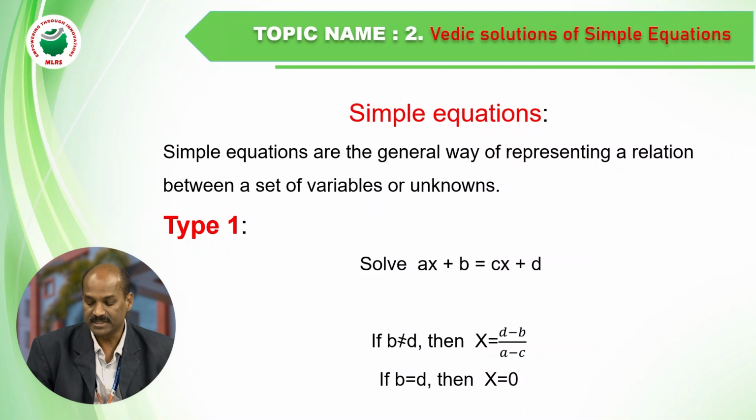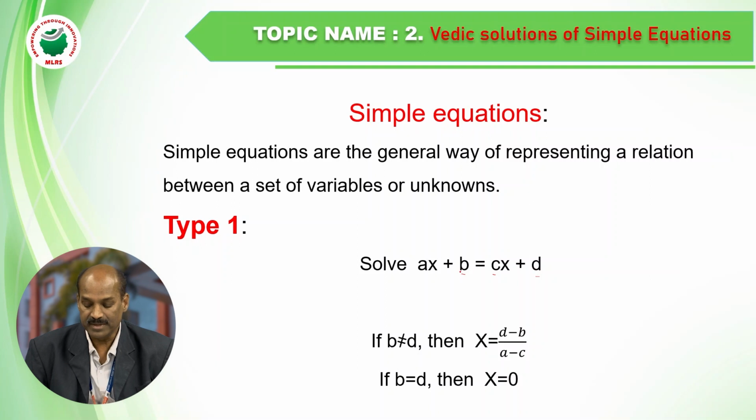Type 1 is the solution of ax plus b equals cx plus d. Here x is the unknown or variable, only one variable. Solving is nothing but finding the x value. Here a, b, c, d are constants. Suppose the given equation is like this, in this type.